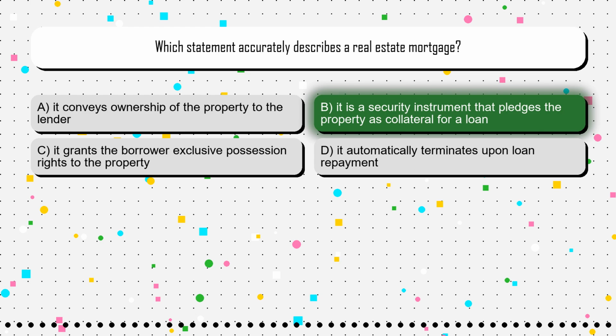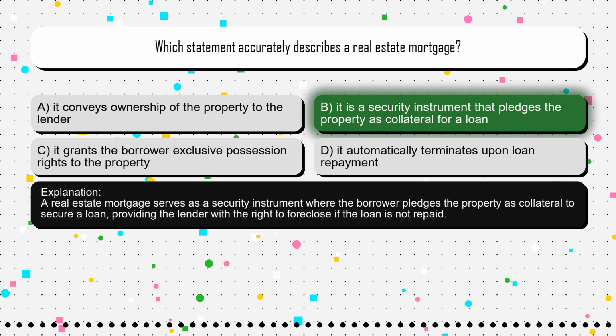The correct answer is option B. It is a security instrument that pledges the property as collateral for a loan. A real estate mortgage serves as a security instrument where the borrower pledges the property as collateral to secure a loan, providing the lender with the right to foreclose if the loan is not repaid.